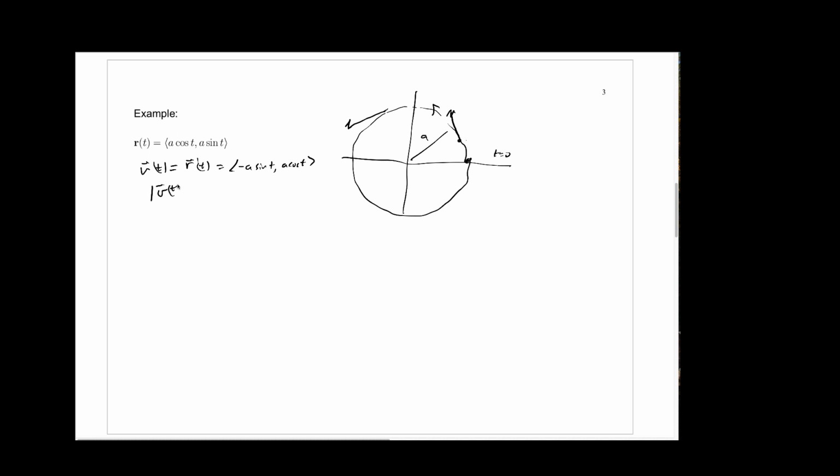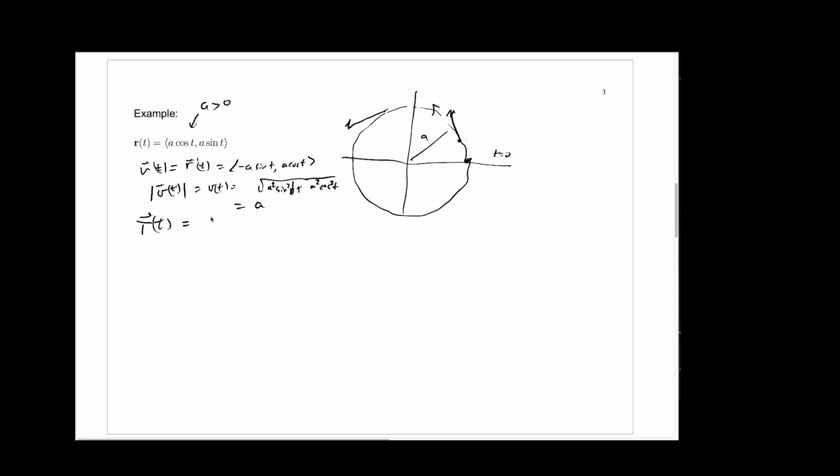The length of v of t, that's our speed function, will just be the square root of this squared, which is a squared sine squared t, plus this squared, which is a squared cosine squared t. And the sine squared t plus cosine squared t is 1, so we'll have a squared under the square root, and that will just be a. I should mention a is a positive number, so that all of this will make sense the way I've said it. So our speed is a. That means this parameterization of motion around the circle is moving at a constant speed, and that speed is exactly a. What are the unit tangent vectors?